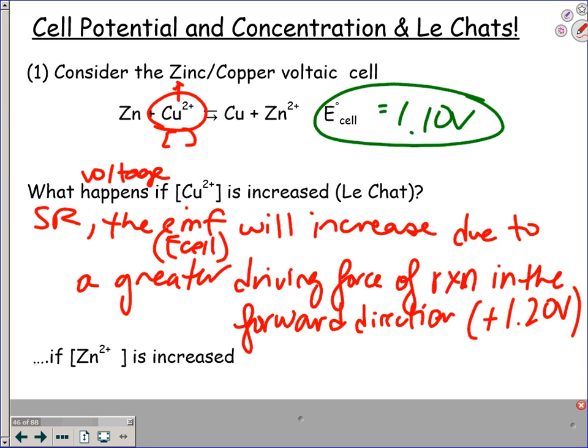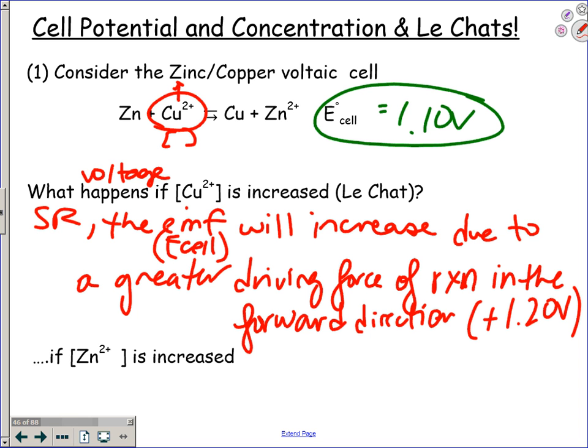This is the qualitative side of reasoning, and we're going to do a quantitative. So continue and try to phrase it in the same fashion. What would happen if the zinc ion increased? Shift left, and the electromotive force will decrease due to a greater driving force in the reverse direction, or a lesser driving force in the forward direction. You can phrase it very similarly.